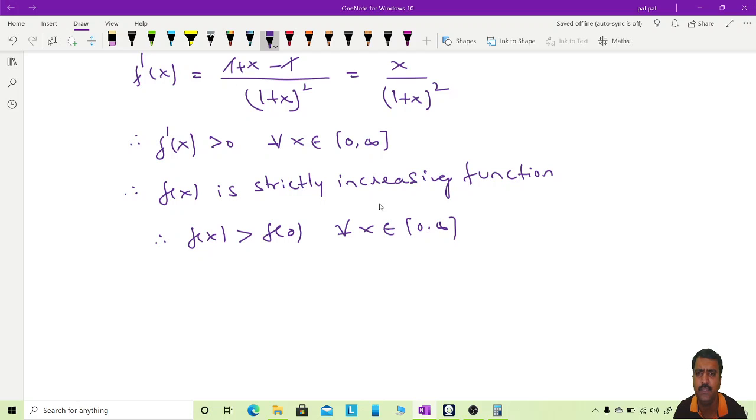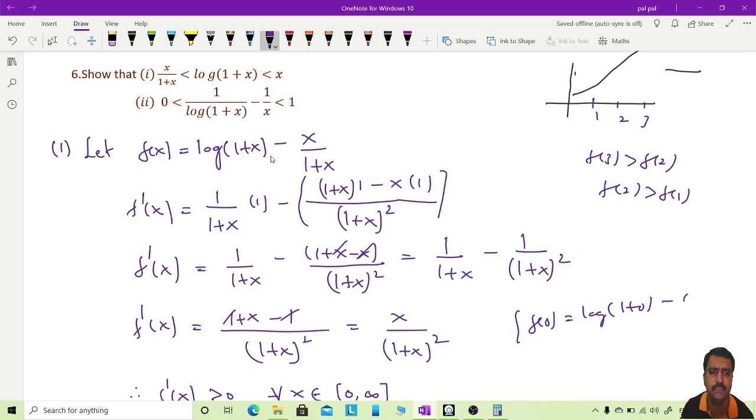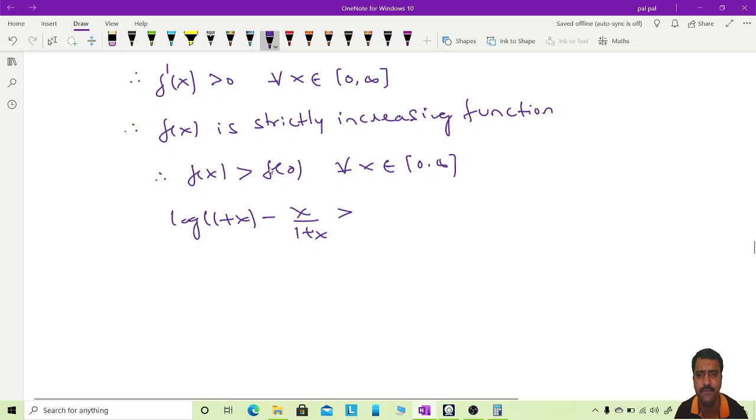Okay, so now what is f of x? F of x is log of 1 plus x minus x by 1 plus x, that is greater than f of 0. What is f of 0? For f of 0, we put 0 in f of x. F of 0 is equal to log of 1 plus 0 minus, if you put x as 0, it is 0 only. So log 1 means 0, and 0 minus 0 is 0. So f of 0 is 0.